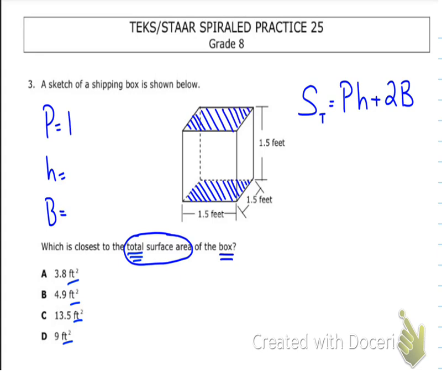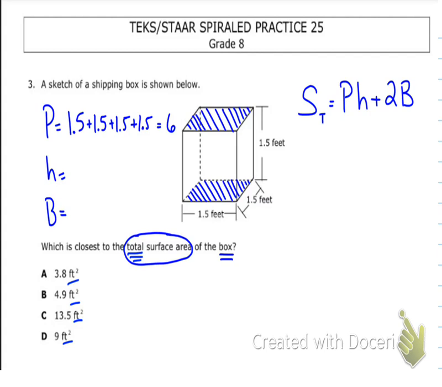So when I ask you for P, perimeter is all sides, I need you to add 1.5 plus 1.5 plus 1.5 plus 1.5. If you're dealing with a square or a rectangle or whatever quadrilateral, you better add 4 sides.